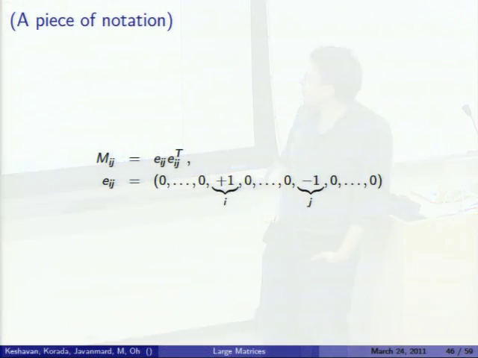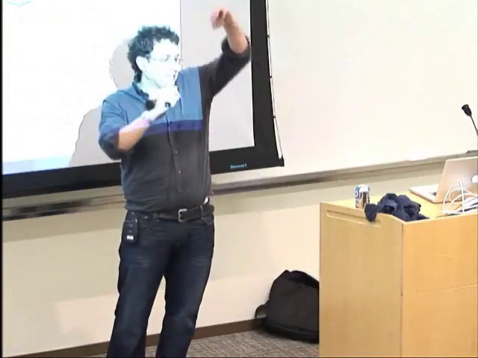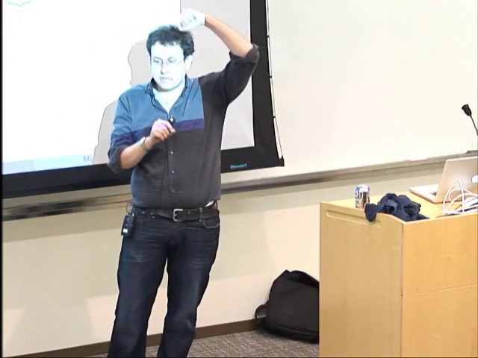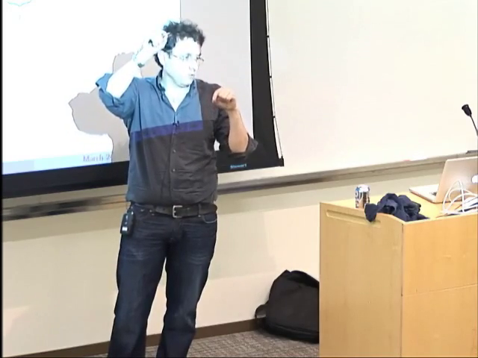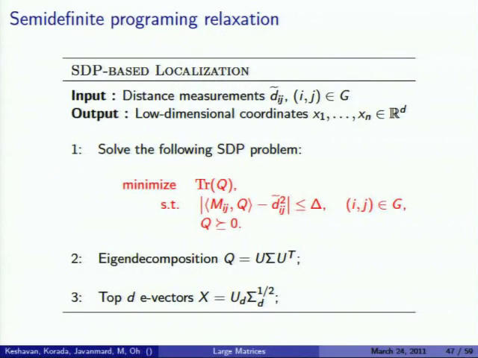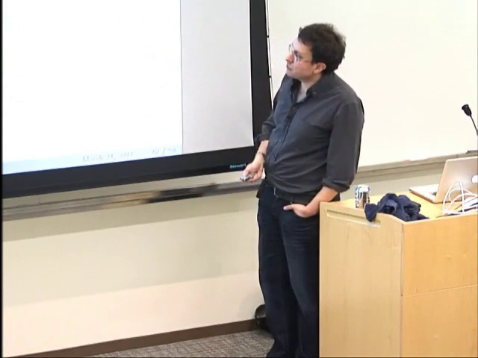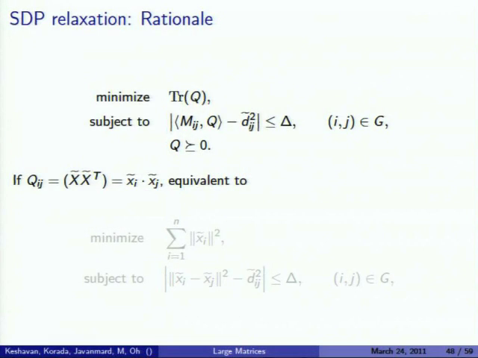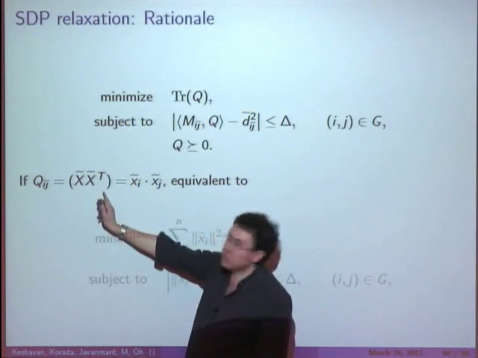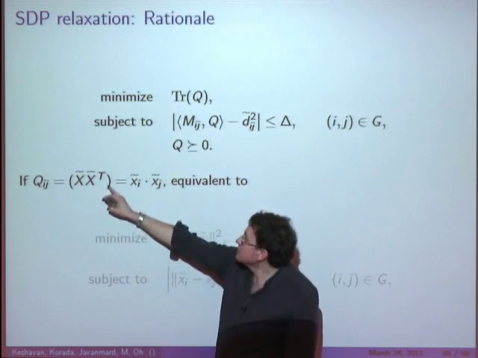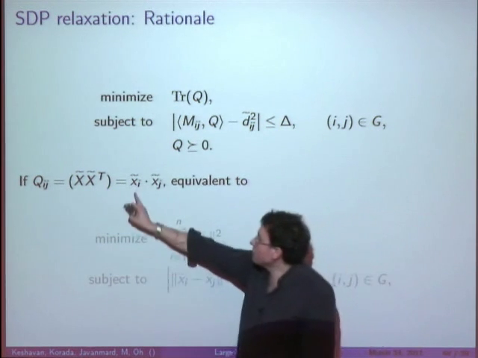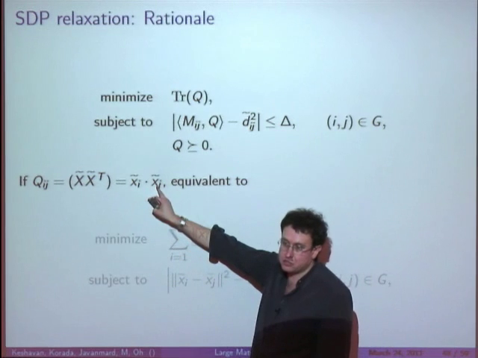Well, one thing at a time, one piece of notation. What is this Mij? This Mij is just the matrix that has all entries 0 except entry ii, which is 1, entry jj, which is 1, and entries ij and ji, which are -1. Now, what is the rationale for this semi-definite program? Suppose you decompose Q in this form. This is a positive semi-definite matrix, so you can always write it as x times x transpose, and therefore the entry ij is vector xi dot vector xj.